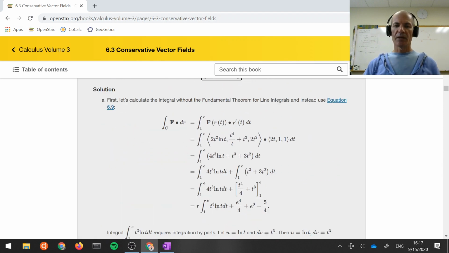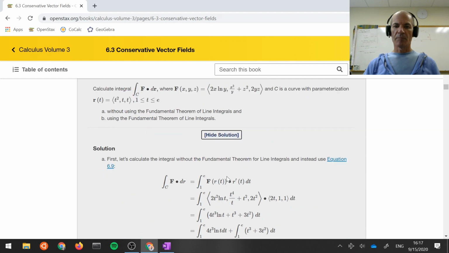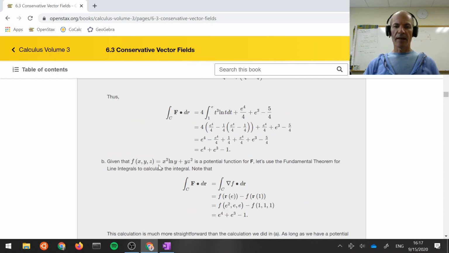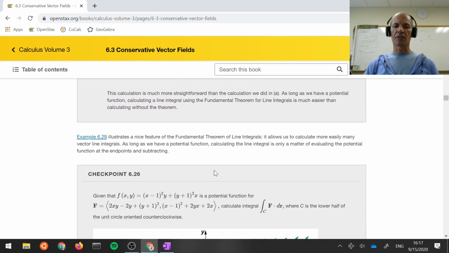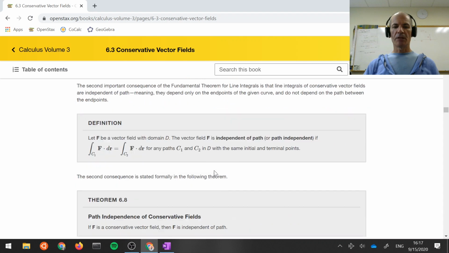But here you're given that little f looks like this. Big F is the gradient of this little f. We plug in the endpoints, we subtract, and we get the result without doing any parameterization. So if it's a conservative field, then the work really is finding this potential, which is often a little bit easier than doing this integral. Okay, let's keep going here.